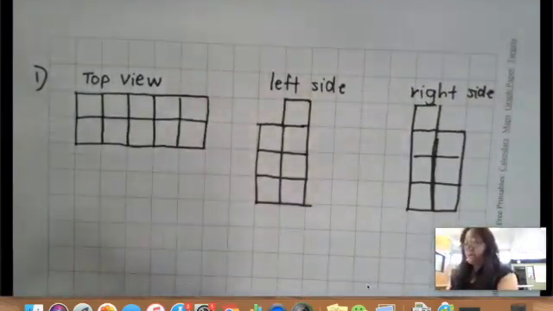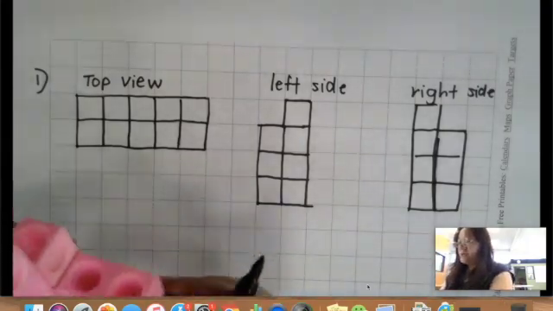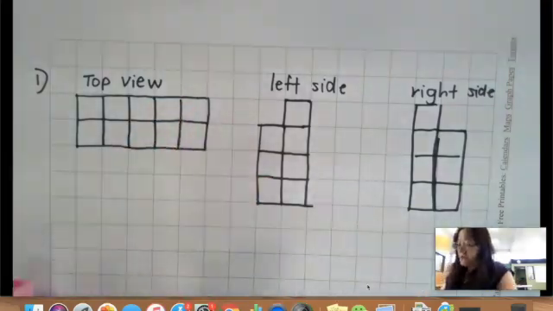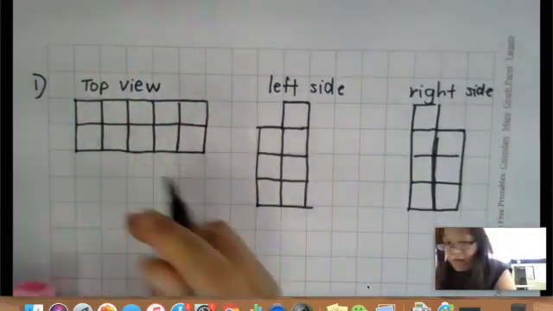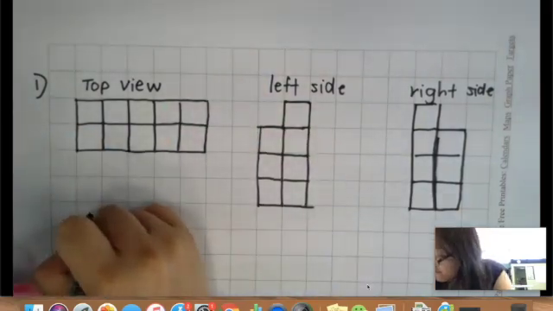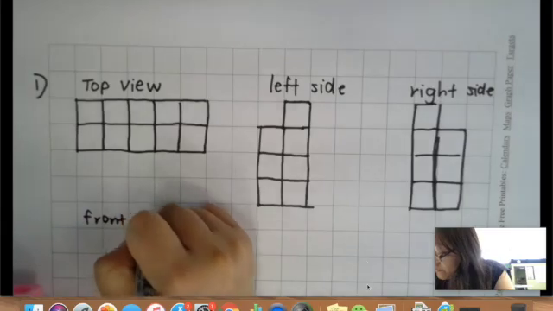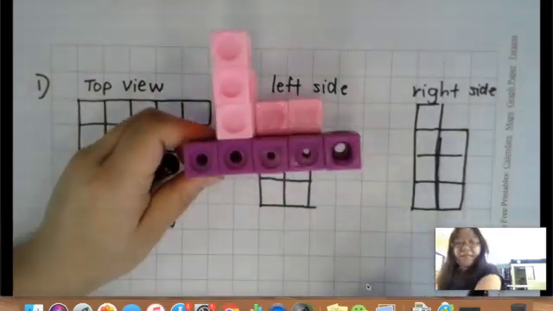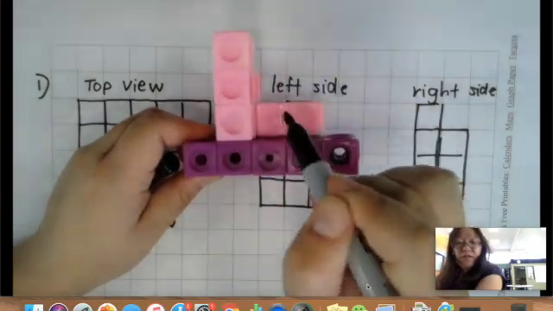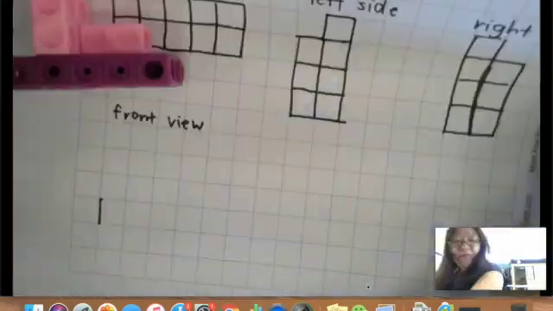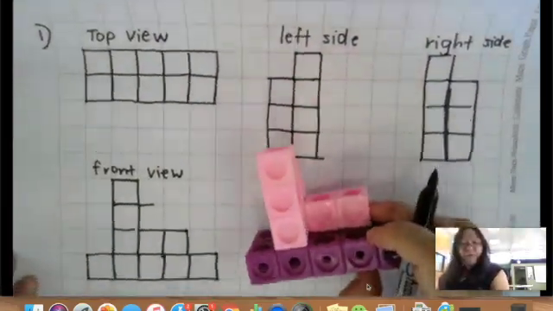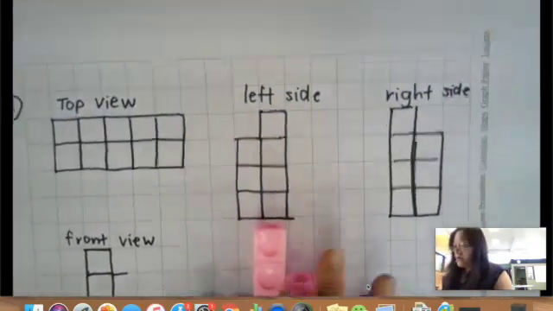All right. So I've done my top, left, and right. If that's left and that's right, then this must be the front view. So I'm going to go ahead and draw that. That's what the front view looks like. Have a look. Okay. So I can see that it's 5 along the bottom, then 3, then 2. Okay. Then 2. So let's have a look. There we go.